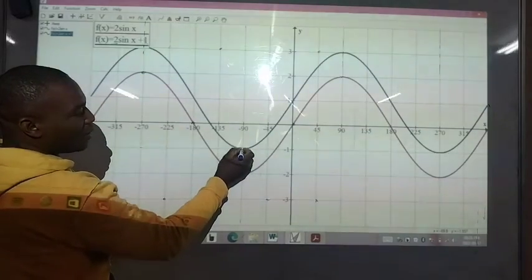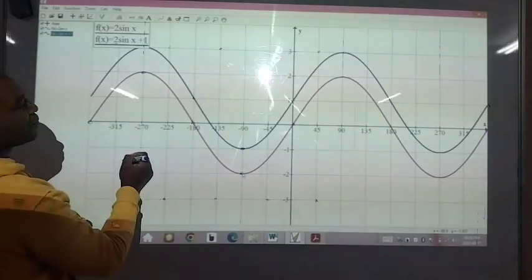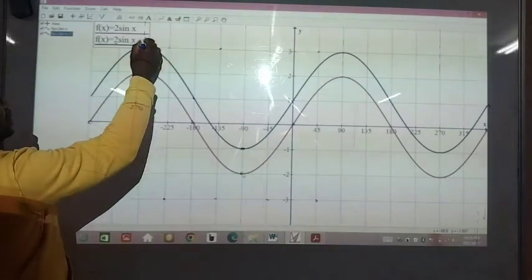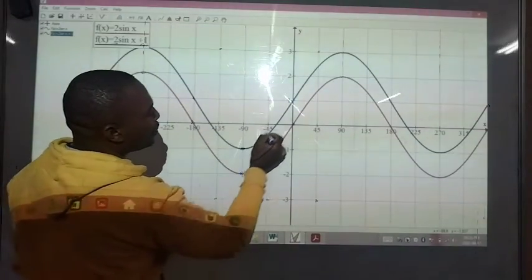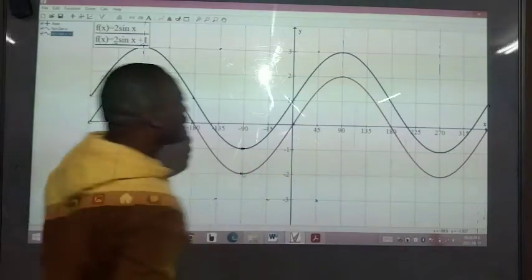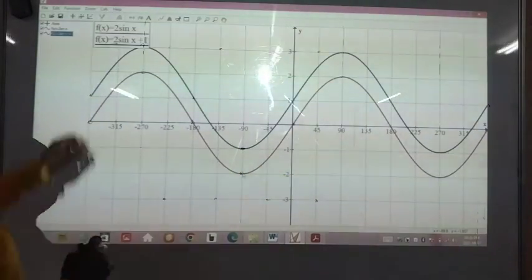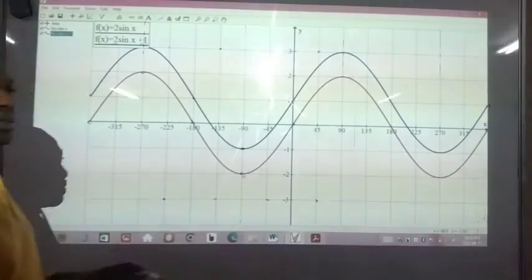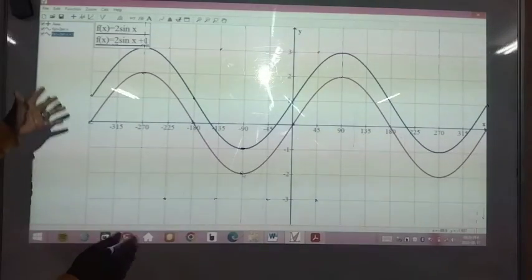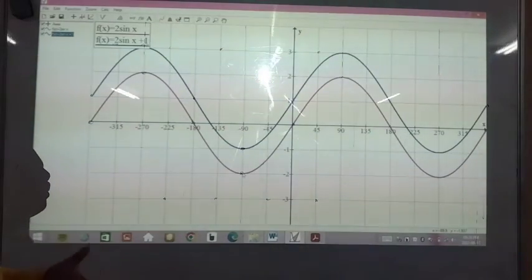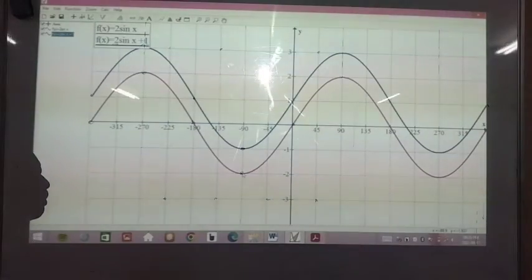So this will come here, this will be there, this one goes there, this one goes there, and then you can draw your new graph without the trouble of finding it point by point. It becomes easy using the transformation of graphs. So basically that is how you were asked to interpret these graphs in grade 10.